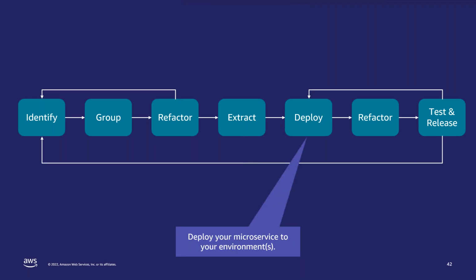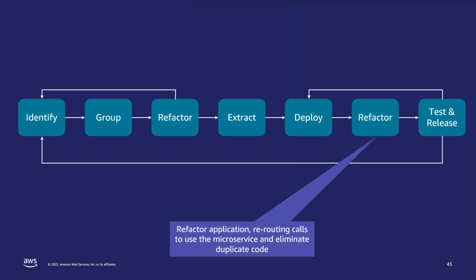We have our microservice code, so now we actually take that functionality and we deploy it someplace. Let's say, I don't know, a container running on AWS, for example. The output from this is the code running in some environment and ready for something to make calls to it. So now the team returns to the original application and refactors it so it calls the new microservice.